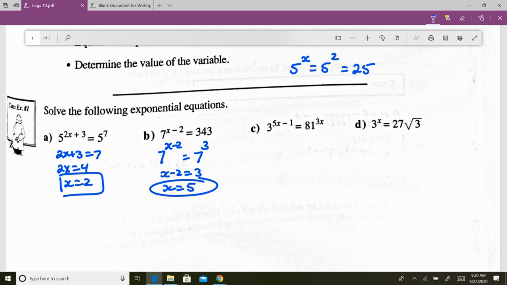All right. Next one. What do I do? Same base, which is 3, because you can't make 3 anything else, right? So 3 to the power of 5x minus 1. 3 to the 4 is 81, and there's a 3x there. Once the bases are the same, you lose them, and you get 5x minus 1 is equal to 12x.